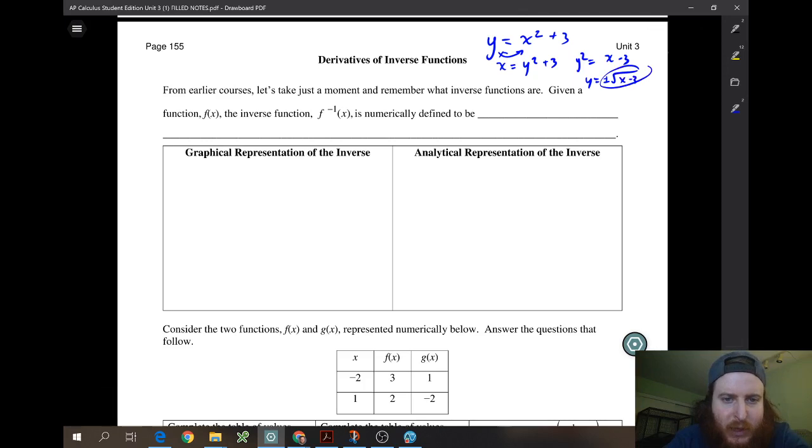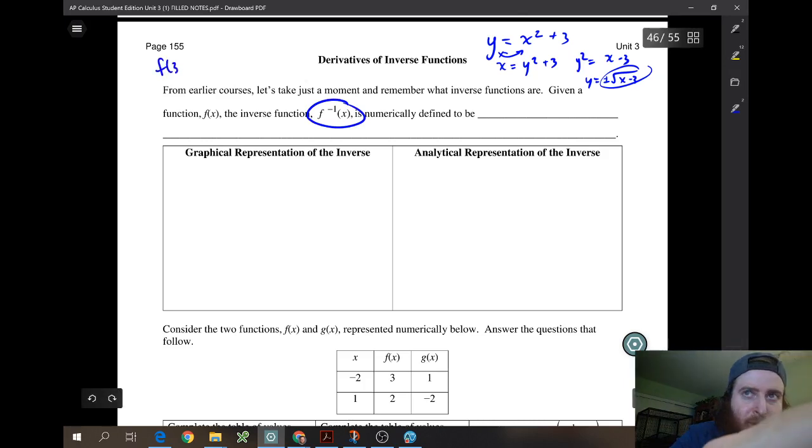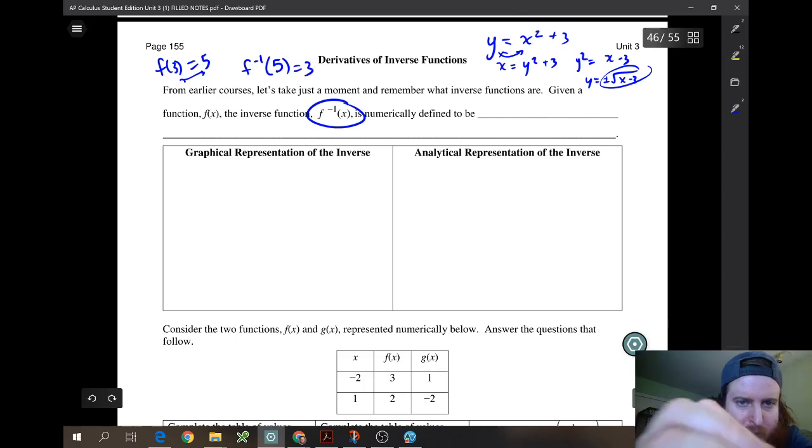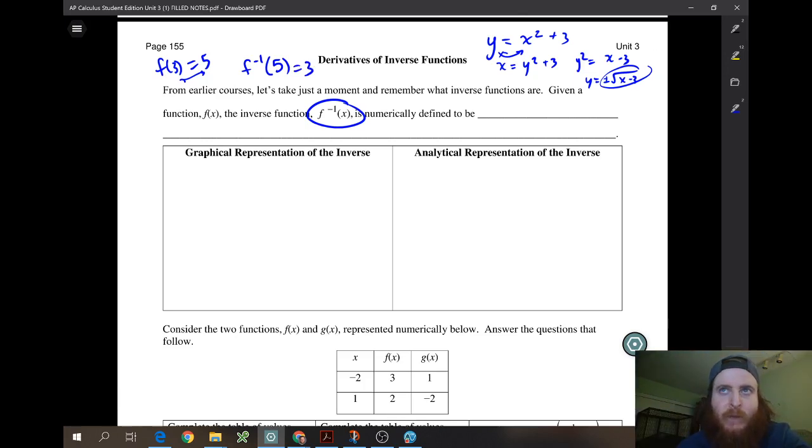So that's an inverse. Now, in calculus, we write our inverse as f negative 1 of x. So f negative 1 of x is our inverse. And the key about this is if f of 3 was equal to 5, well, if you flip the 3 and the 5, the x and the y, then we know that the inverse of 5 would be 3. So f negative 1 of 5 is 3. That's the big key about an inverse.